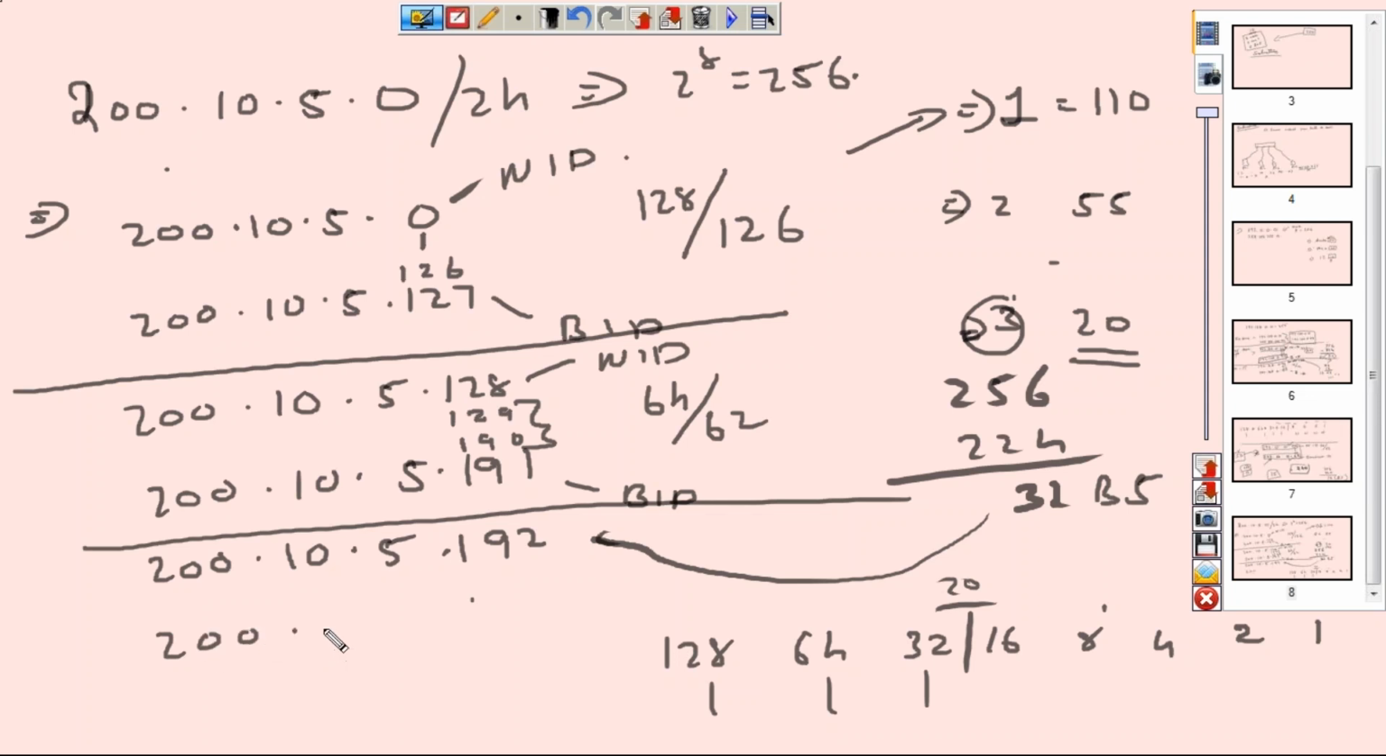So 200.10.5.223 is the broadcast ID, and everything from 193 to 222 is usable. So a total of 32, out of which 30 are usable. Does that solve our problem? Yes. And we still have 224 to 255, about 32 IPs still remaining in the original row.